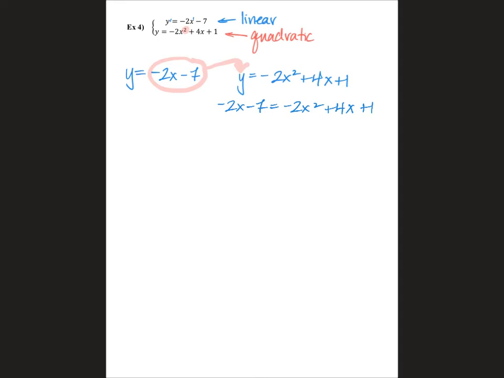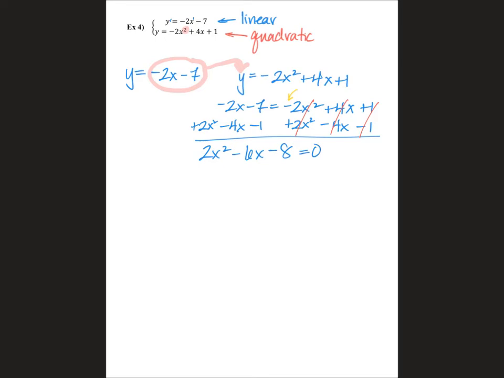Like I said before, I don't really enjoy factoring when the leading coefficient is negative. So I'm going to add the 2x squared over. I'm going to subtract the 4x, just kind of stacking my values here. I'm going to subtract the 1. And let's add down. All of these values on the right are gone. So on the left side, I have a positive 2x squared, a negative 6x, and a negative 8.